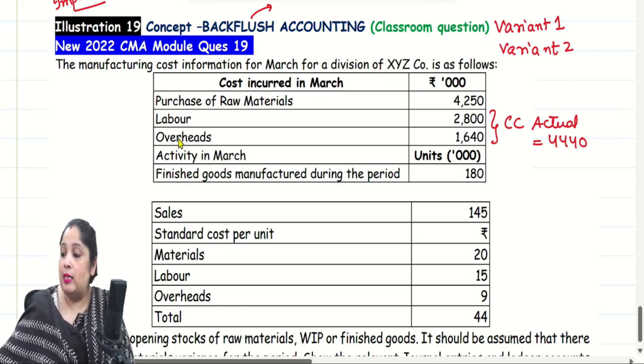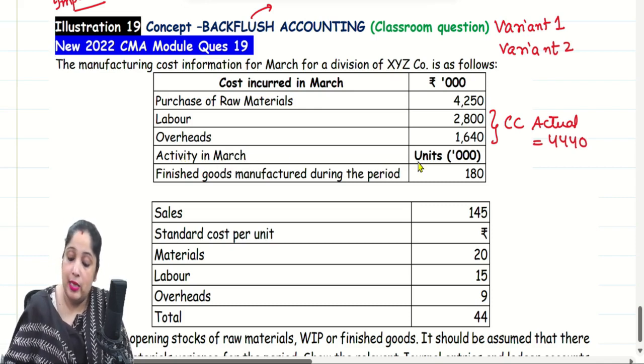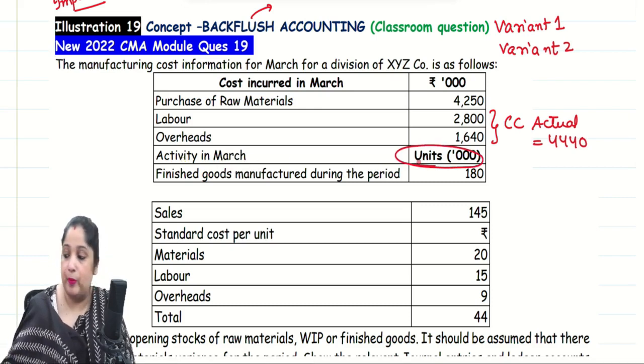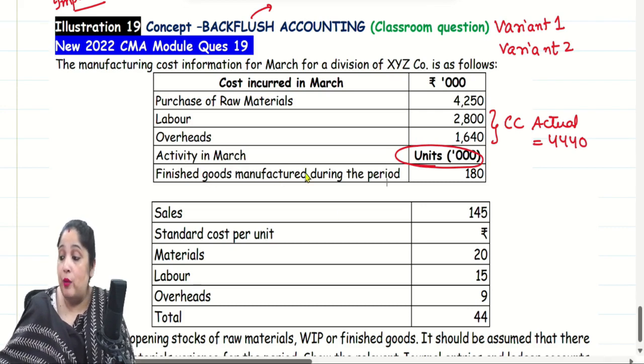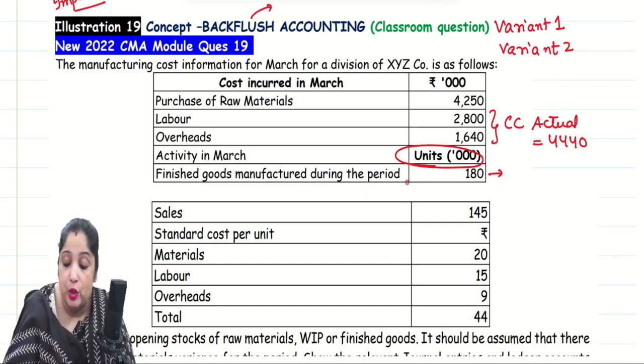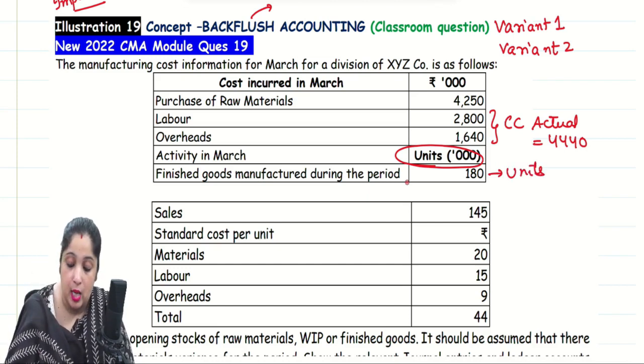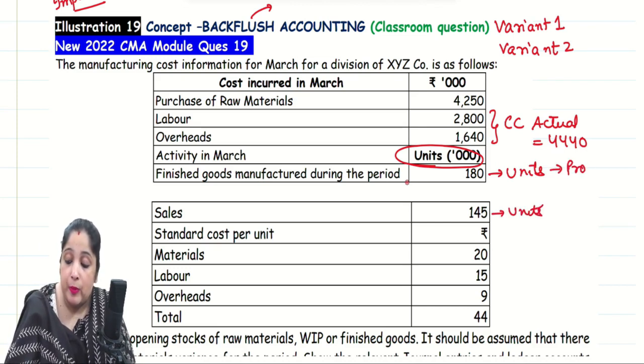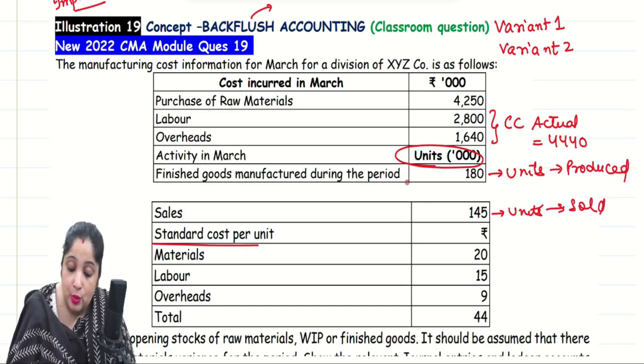Then they are saying activity in March. Now this activity is represented in units. Finished goods manufactured during the period. See, now they are telling you how many units of finished goods have been manufactured. Okay. Sales, out of these 180 units, 145 units are sold. These are units produced and these are units sold. And they are telling you the standard cost.